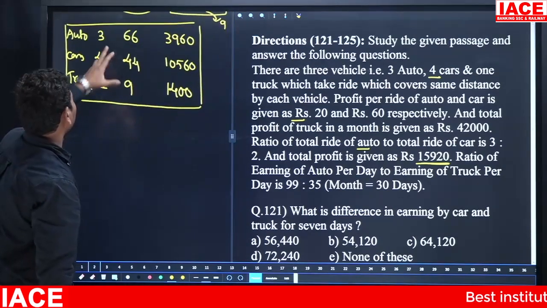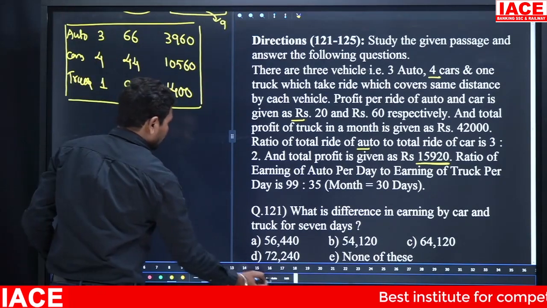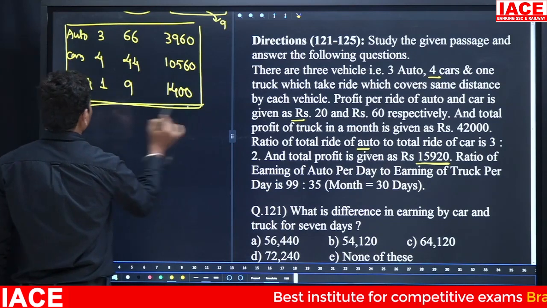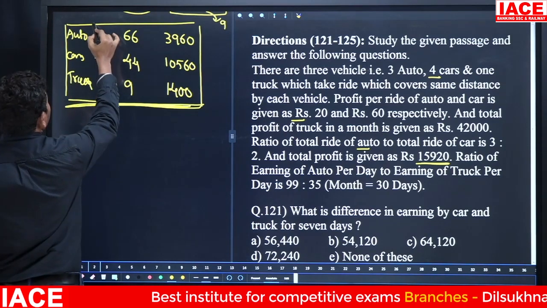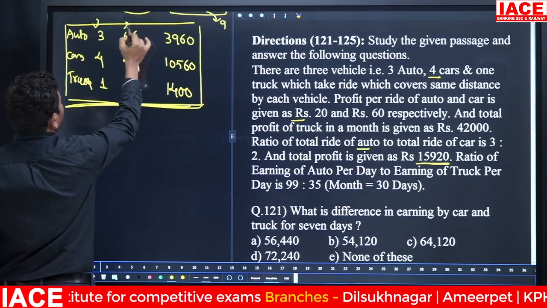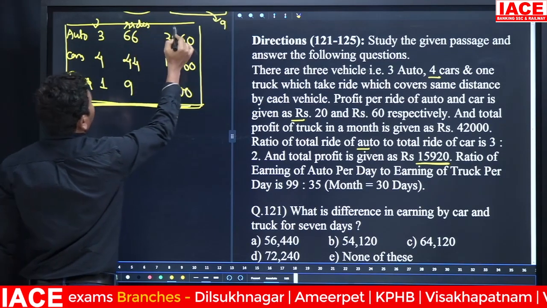Now we have to focus on this data. These are the vehicles, these are the rides, and these are the earnings.